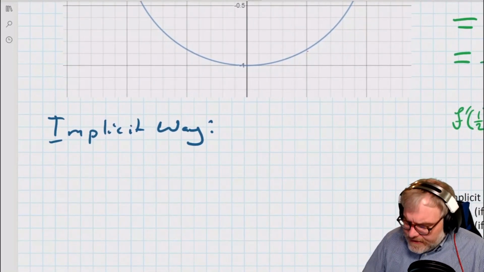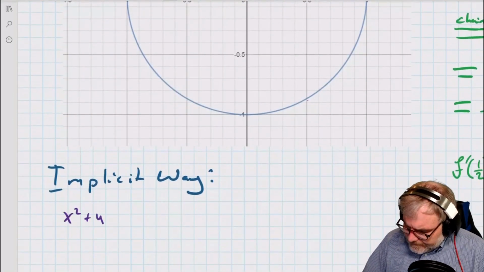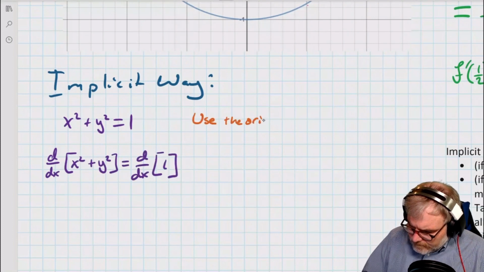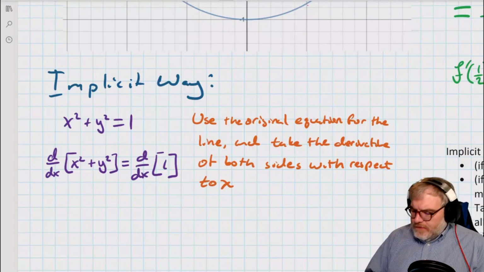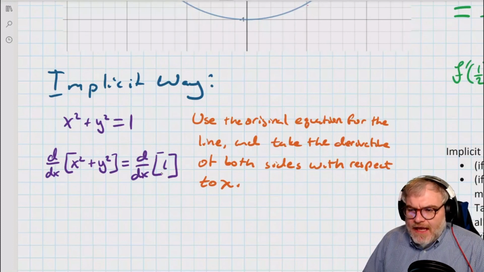Okay, I've got my equation, which was x squared plus y squared equals 1. Now I'm going to take the derivative of both sides. So I did d over dx of both sides of this equation. Now, when I do this, a little sum rule is going to break that up for me nicely, and the derivative of the one function is simply 0.